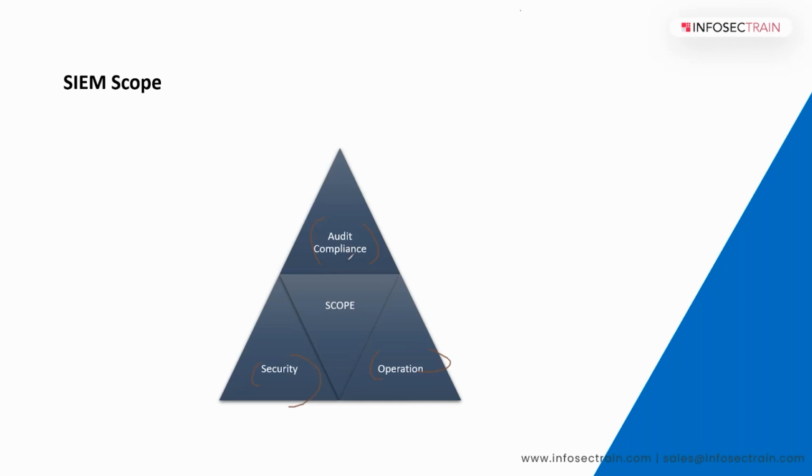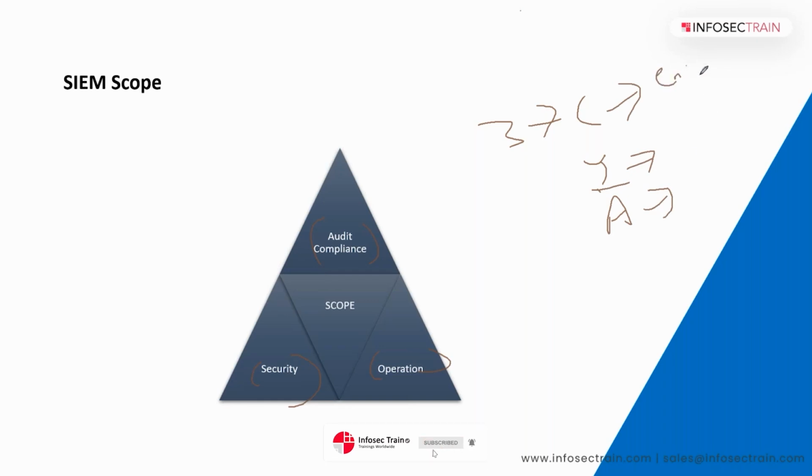Then we have security. When we talk about security, it means real-time monitoring and analyzing the logs, down to the identification of suspicious activities, security events or IOCs, indicators of compromise. We have three pillars of security: CIA, confidentiality, integrity, and availability. Now, how are confidentiality, integrity, and availability maintained? Confidentiality is maintained with the help of encryption.